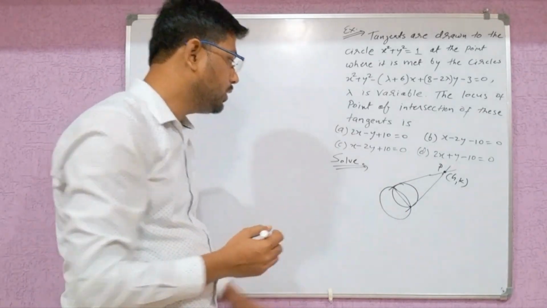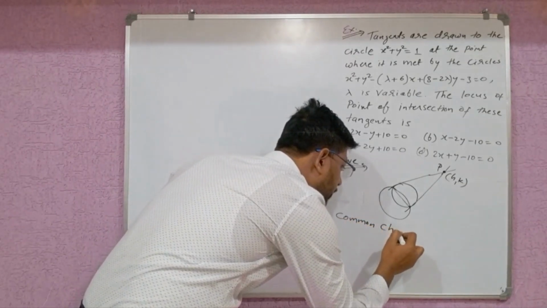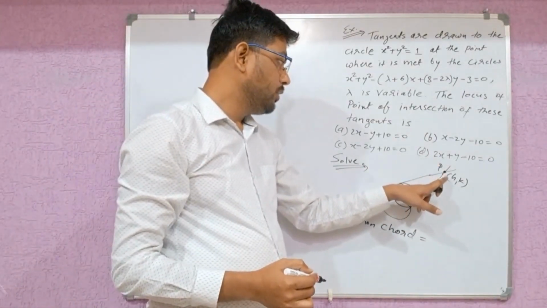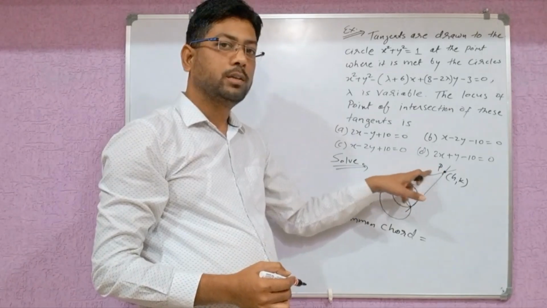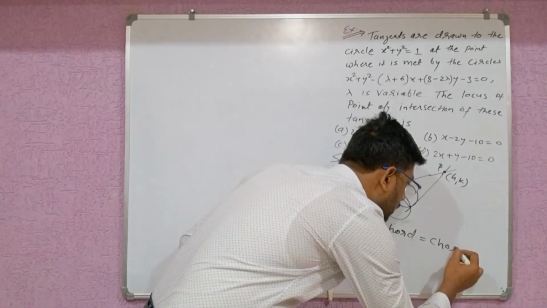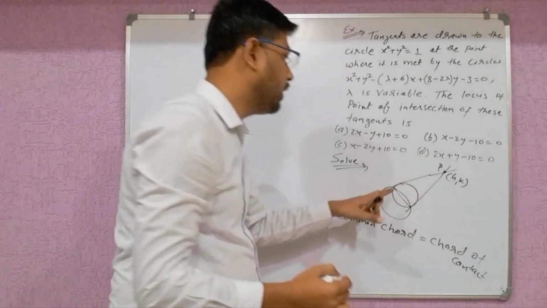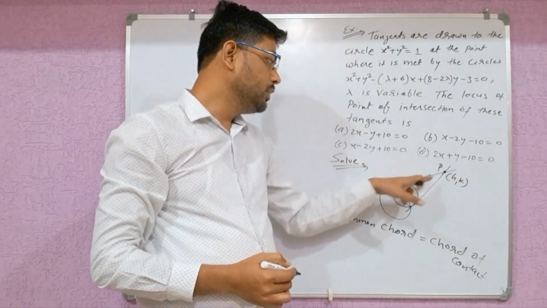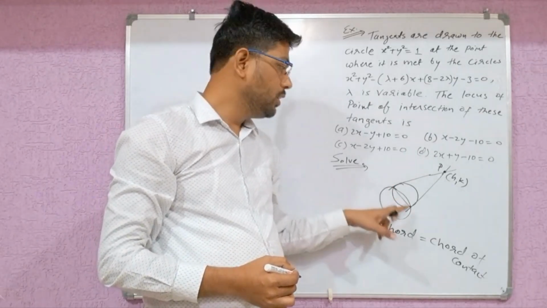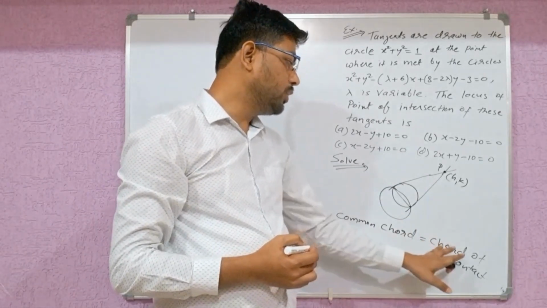So this is the common chord, and that is also equal to the chord of contact corresponding to this circle and this point. Why? Because from this point I am drawing these tangents, and by joining the two points where these tangents touch, I get this chord. So this is also a chord of contact corresponding to that. So this is the common chord and also the chord of contact.